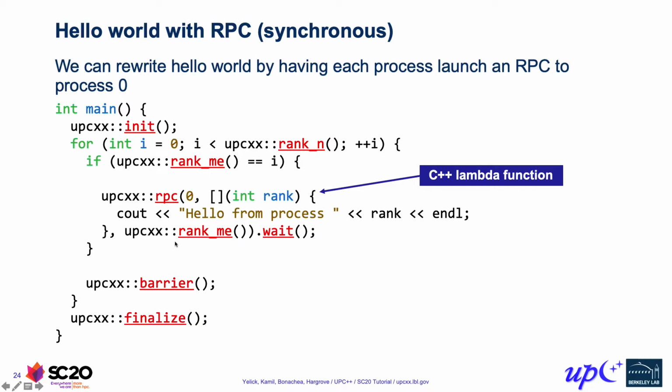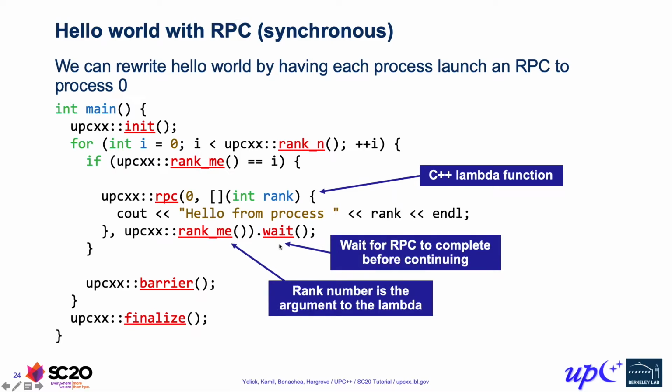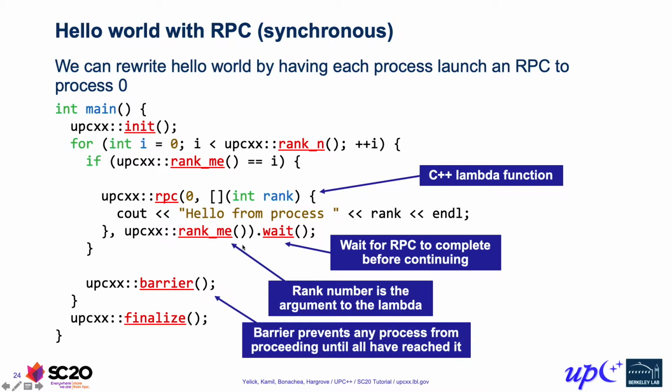Okay, so in this case, each processor is sending its rank number as the argument for this function. We'll also make sure that the RPC completes before continuing onward. Okay, so again, a reminder, this is an asynchronous function. So if we want it to finish before proceeding to the next iteration, then we actually need to do a wait. Okay, and then as before, we need a barrier to make sure that nobody goes on to the next iteration until we're done with this one.